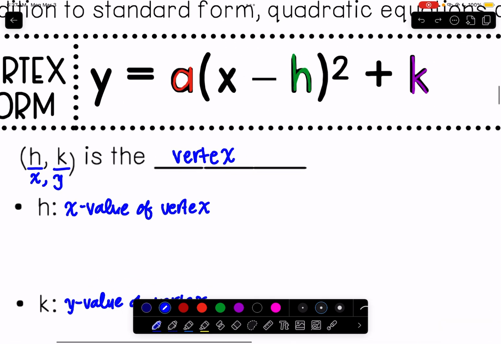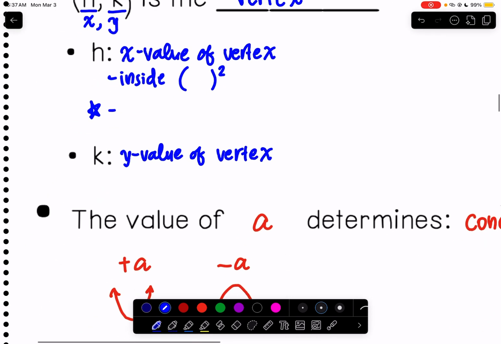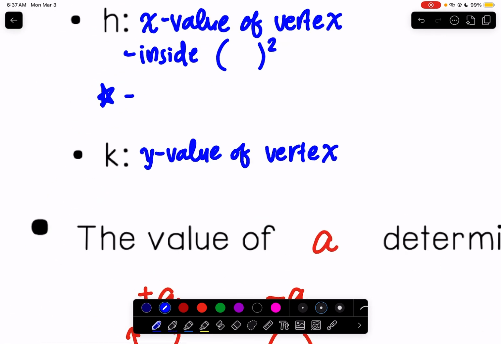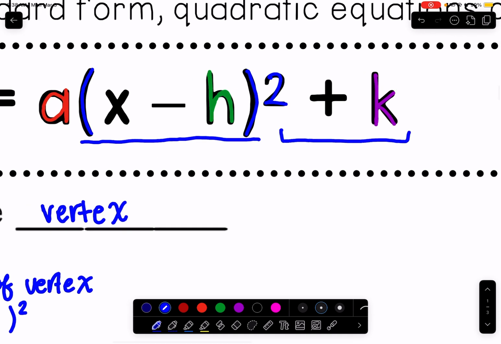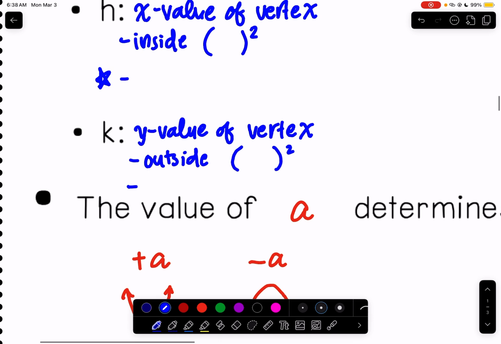Okay, so the h is the x value of the vertex. And we see in our formula that the h will always be inside the squared quantity. So in other words, inside the parentheses that are being squared. So it's grouped with x. And I'm going to have a third bullet point that I'm not going to fill in yet. We'll come back to this. Okay, for the k, it is the y value of the vertex. It is outside of the squared quantity, like you can see right here. It is not part of what's being squared. Then again, I'm going to have a third bullet point that I'm not going to fill in yet.